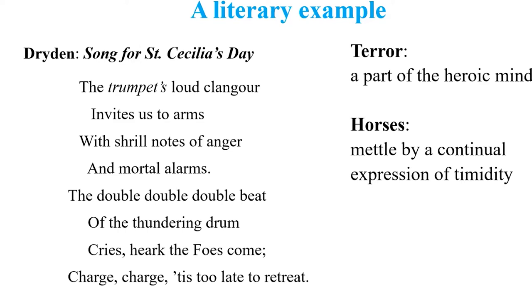Example of a horse. The horse is brave, it has to charge, it has to lead. Mettle means courage shown by a continual expression of timidity. It's afraid, yet it has to move on. It's a bundle of contradictions. The heart has fear, but still it has to march forward. So this is one literary example Empson gives.